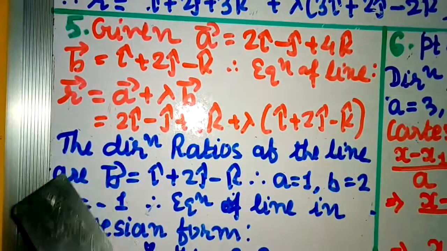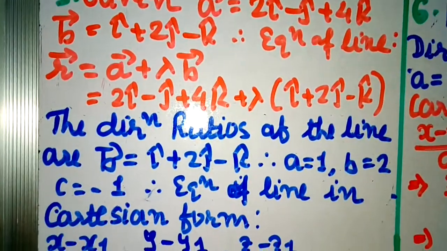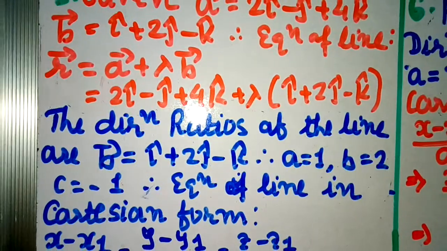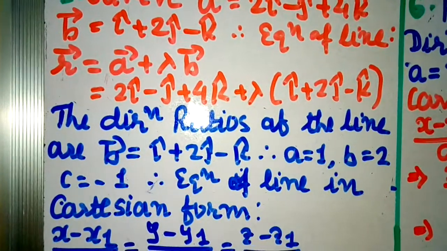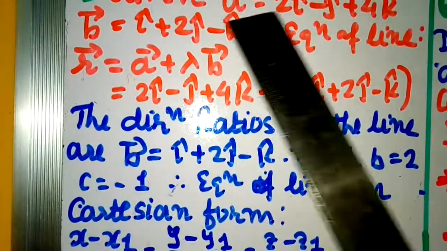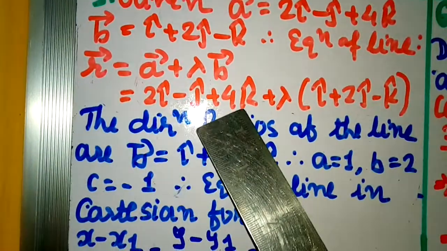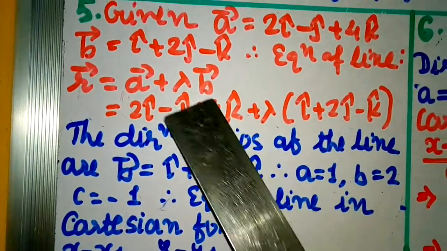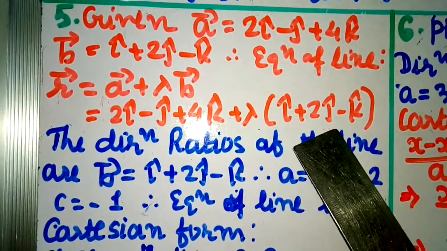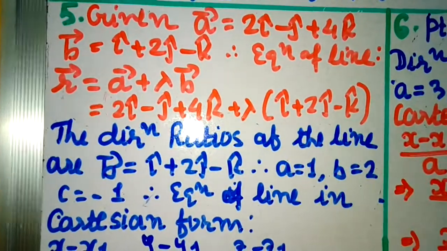Now the equation of a line, we know, is given as r vector equal to vector A plus lambda vector b. This is in vector form. So let us place the values. Vector A is this one, 2i cap minus j plus 4k cap, plus lambda as it is, and vector b is this one, i cap plus 2j minus k cap. This is in vector form.